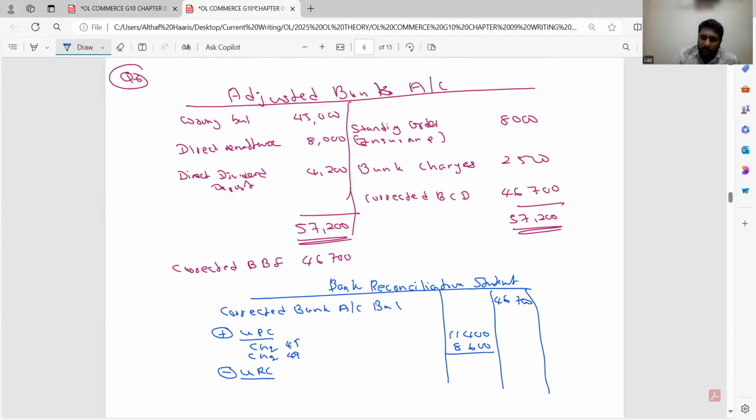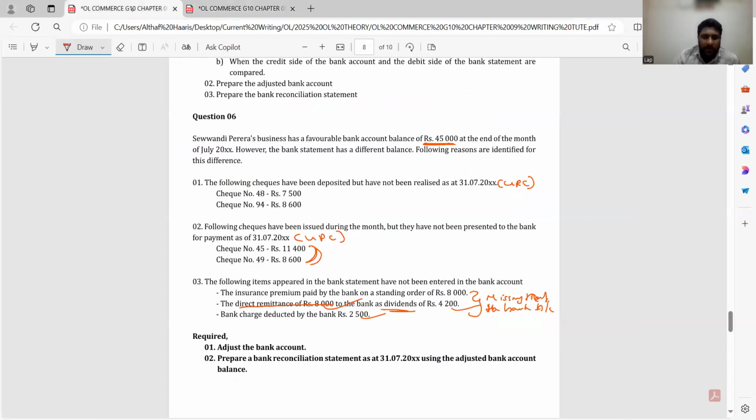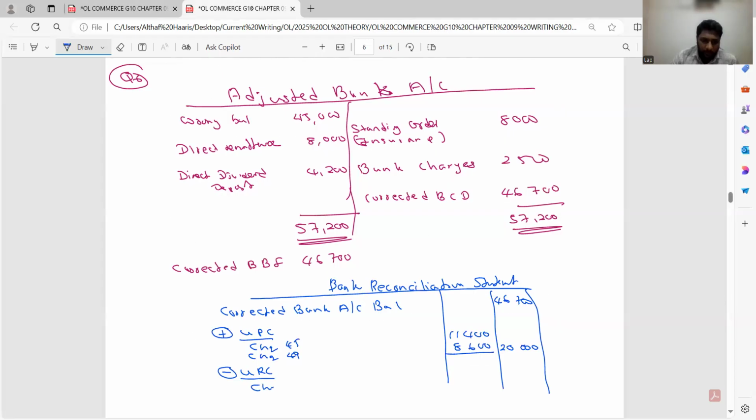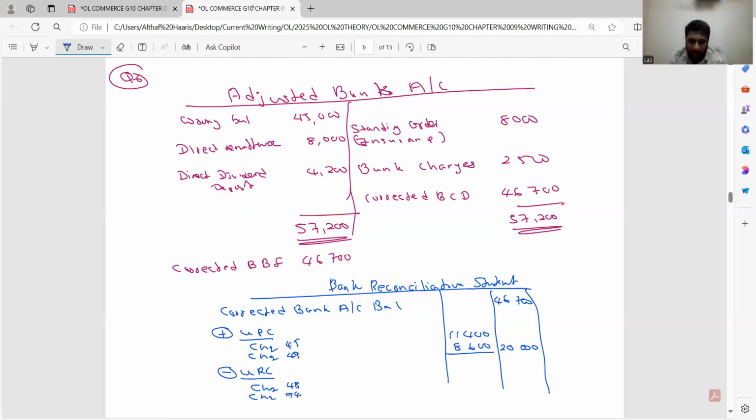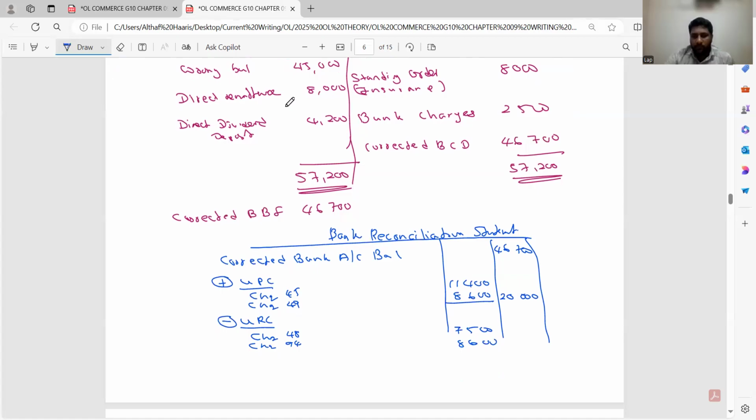Then here 20,000. URC, 4894. Value 7,500, 8,600. Then here 15,000, 16,100.